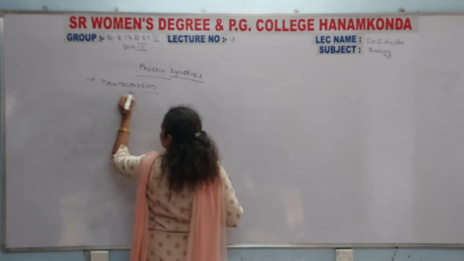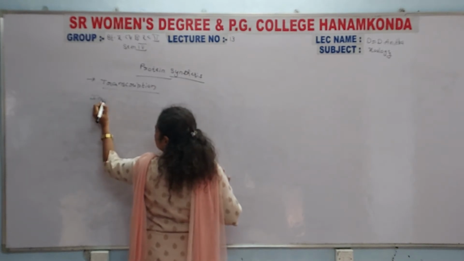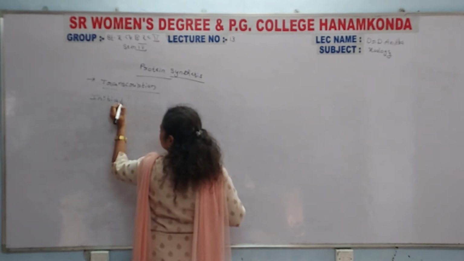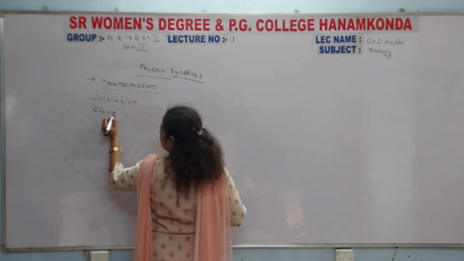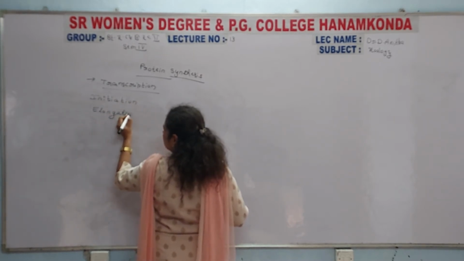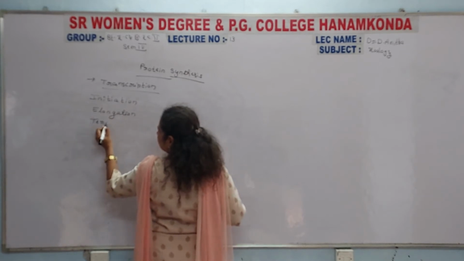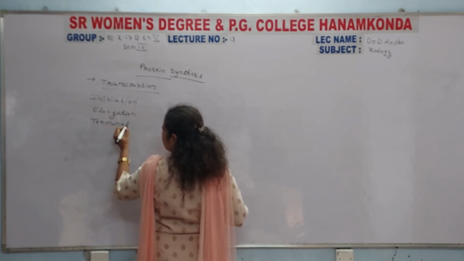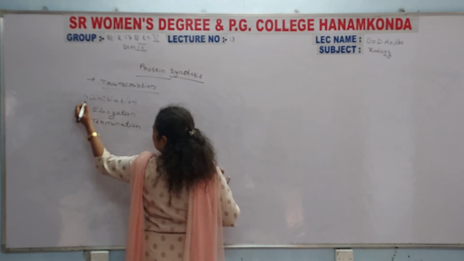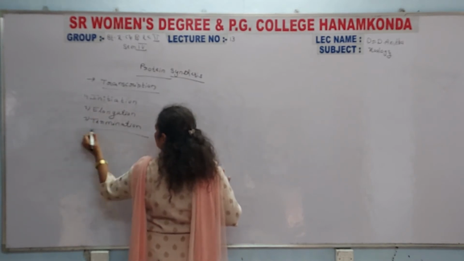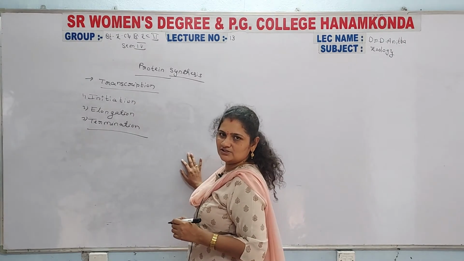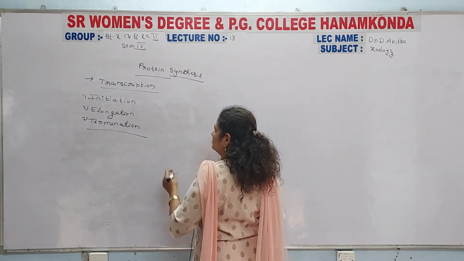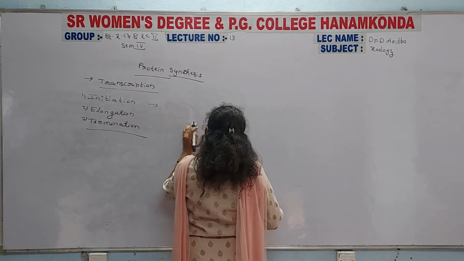And next, initiation, elongation and termination. These three are the major processes involved in transcription: initiation, elongation and termination. So the initiation.